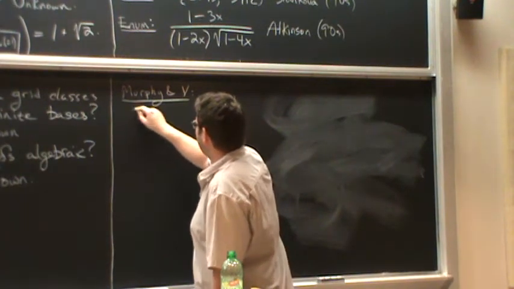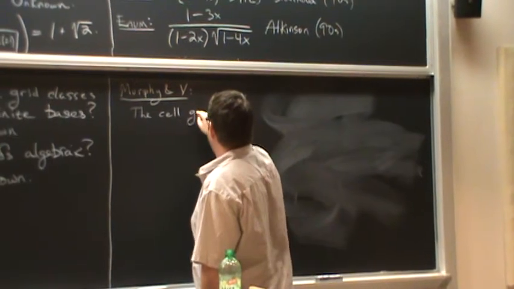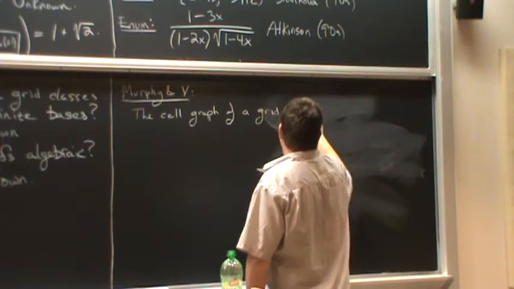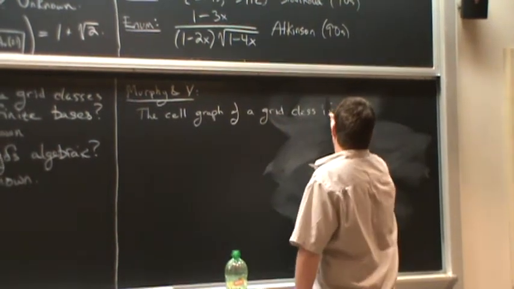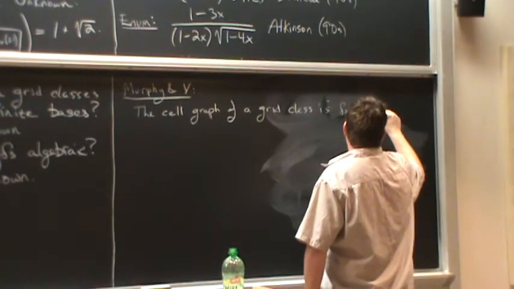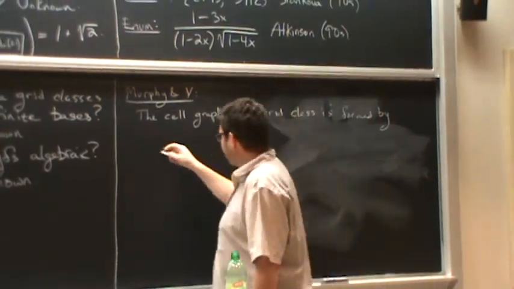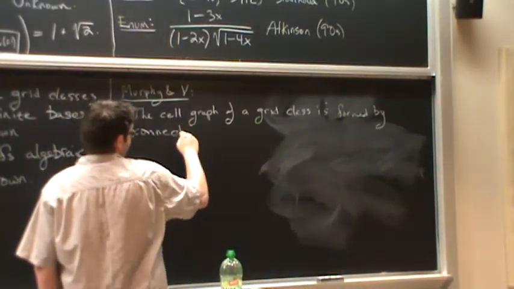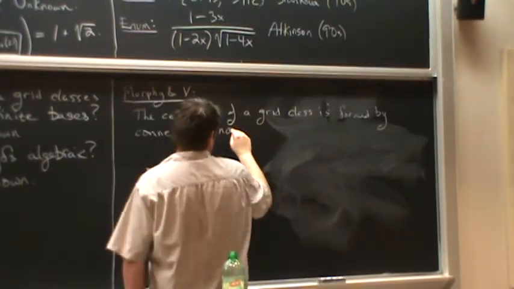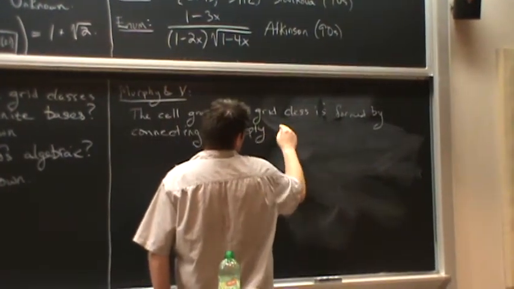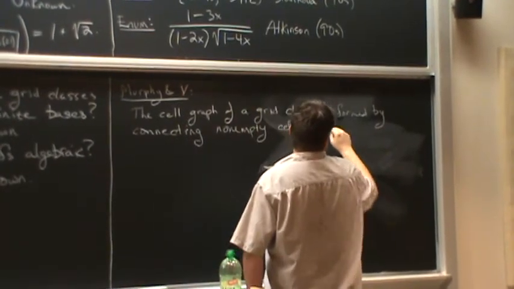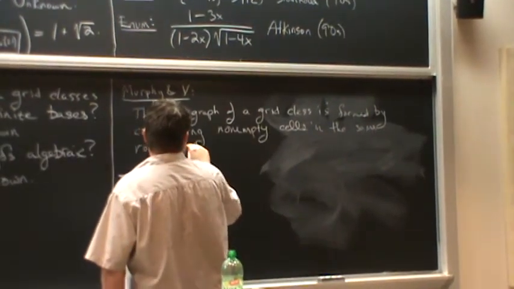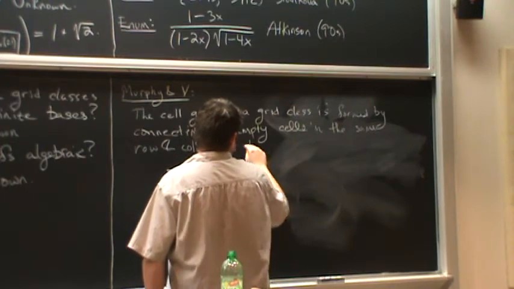Let me define this. The cell graph of a grid class is formed by, I'm going to connect cells in the same row or column unless they're separated by another cell. So connecting non-empty cells in the same row and column if they aren't separated.